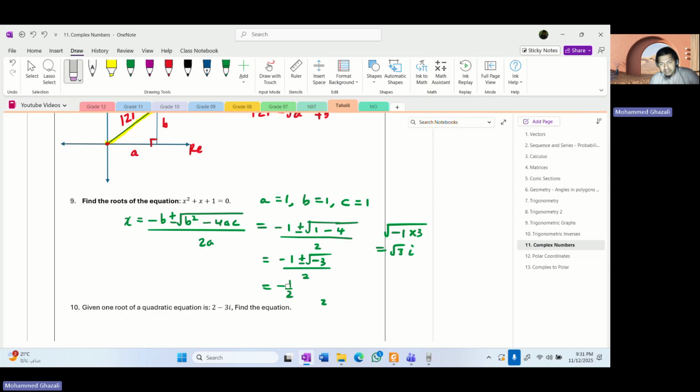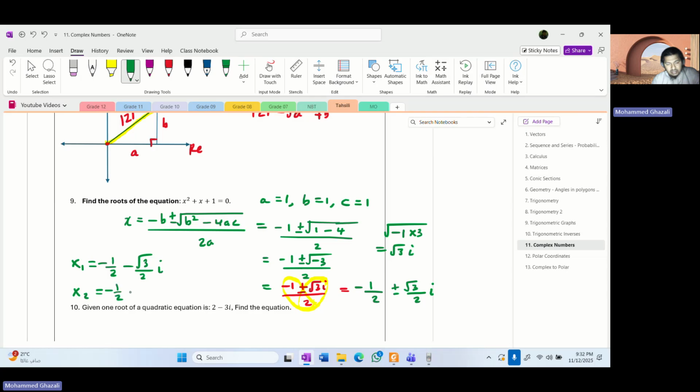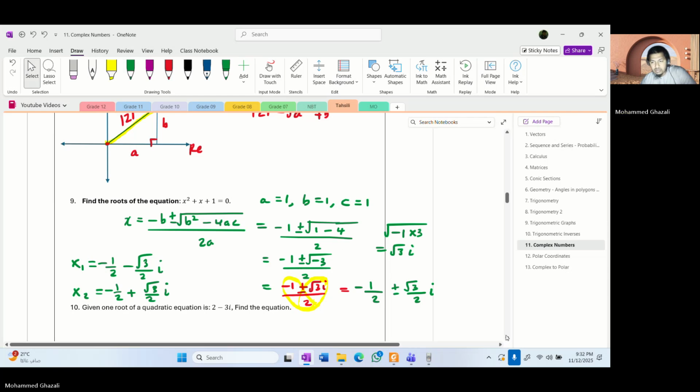Now let's write it like this in a fraction, and then we'll split it up. So we got negative 1 plus minus root 3 i all over 2. It's the same thing as splitting it up this way. So we got negative 1 over 2 plus minus root 3 over 2 i. So there are two answers here. One answer for x is negative half minus root 3 over 2 i, and the second answer is a conjugate. It has to be plus root 3 over 2 i. Now, nice question. Let's look at the next question.